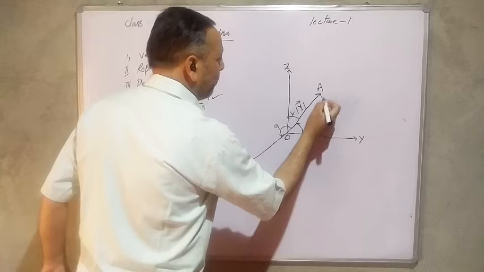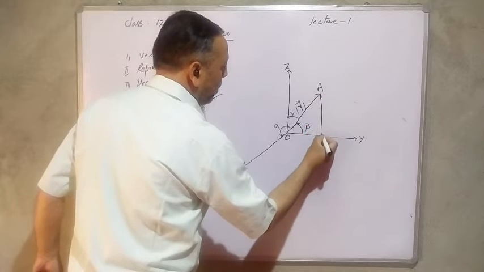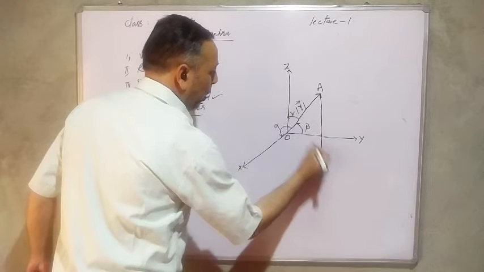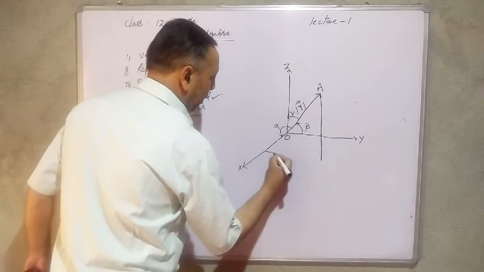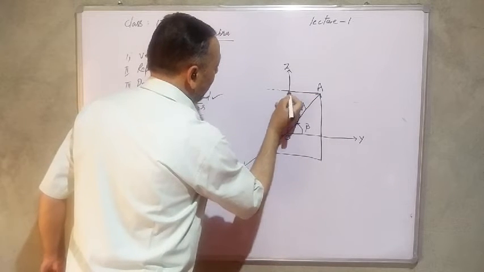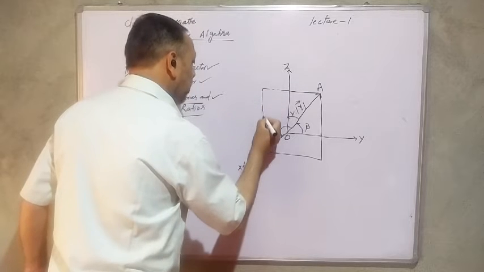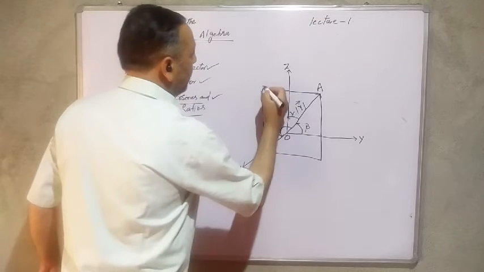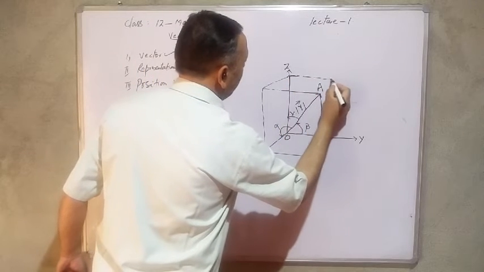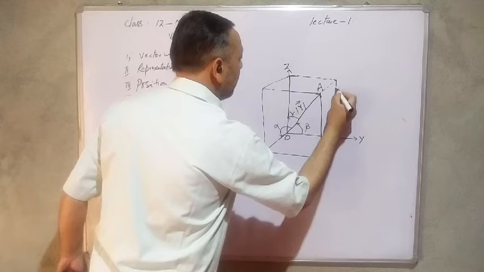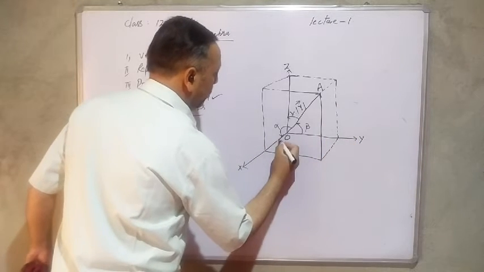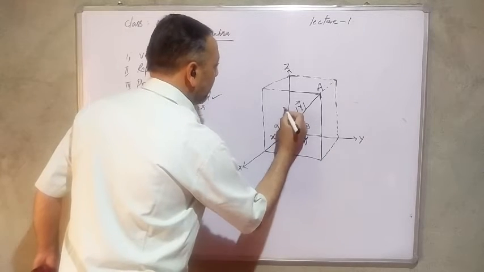Now from this A, you draw a perpendicular on the y-axis, then on the x-axis, then on the z-axis, and you complete a parallelepiped. Let this be x, this be y, and this be z.